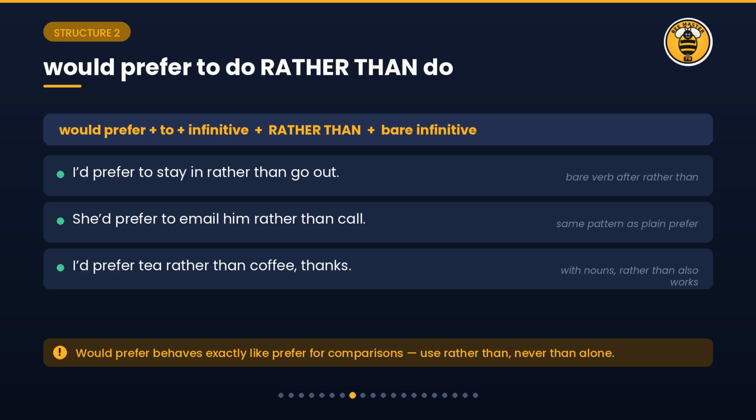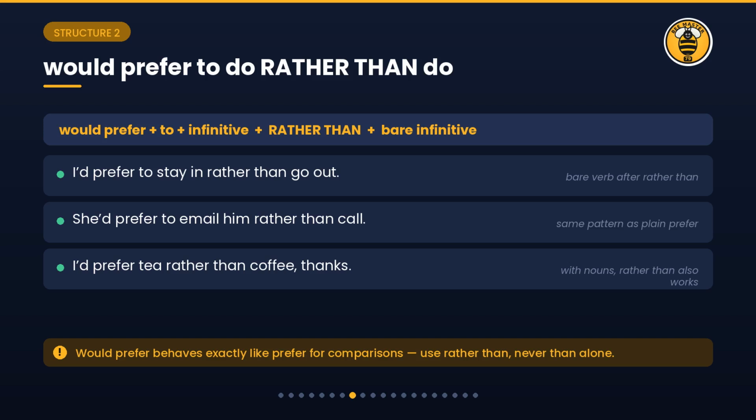When you compare with would prefer, use the full phrase rather than. I'd prefer to stay in rather than go out. She'd prefer to email him rather than call. Again, the verb after rather than is bare. Go, not to go. Call, not to call.